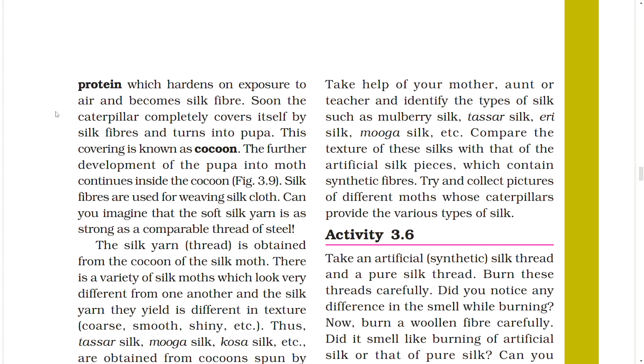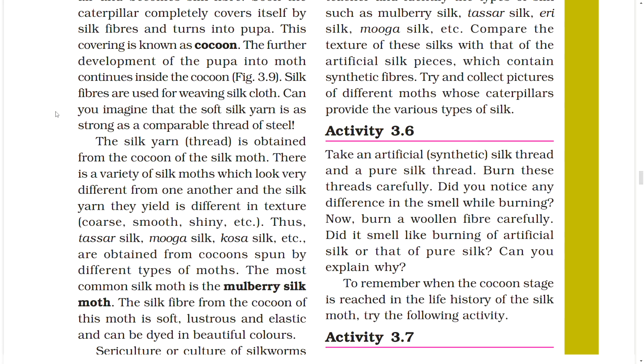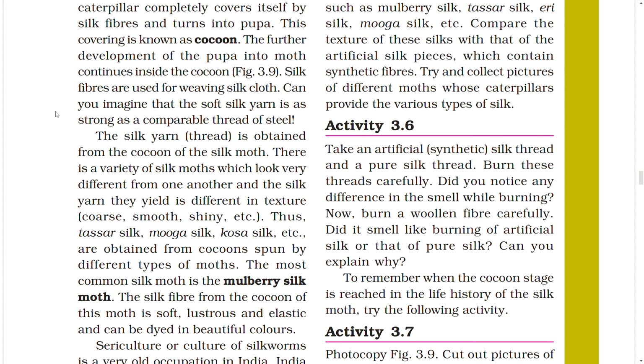There is a variety of silk moths which look very different from one another, and the silk yarn they yield is different in texture, coarse, smooth, shiny, etc. Thus, Tussore silk, Moga silk, Kosa silk, etc. are obtained from cocoons spun by different types of moths.